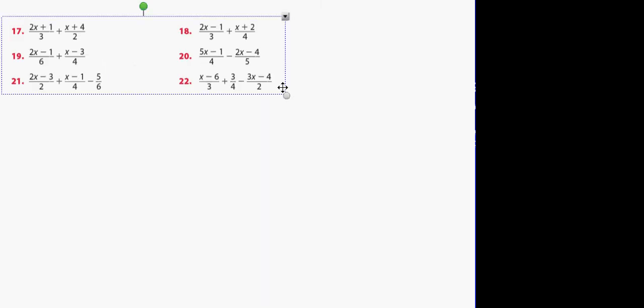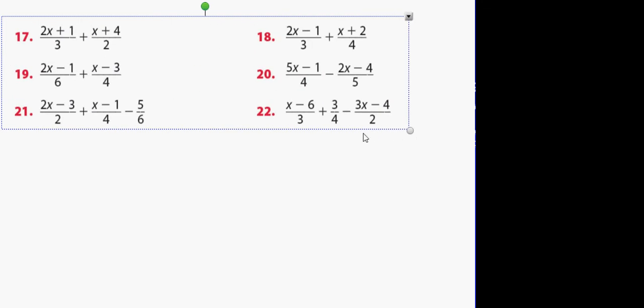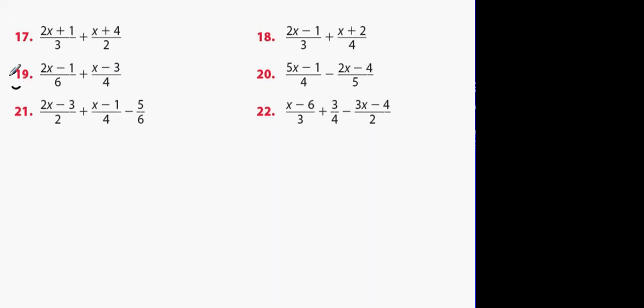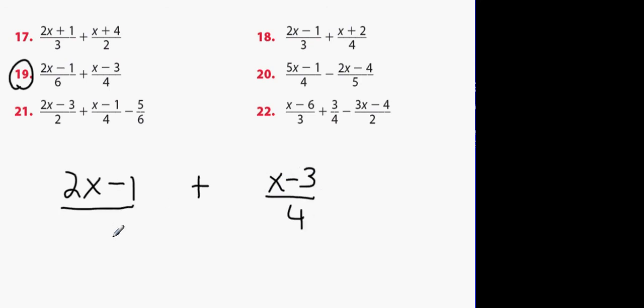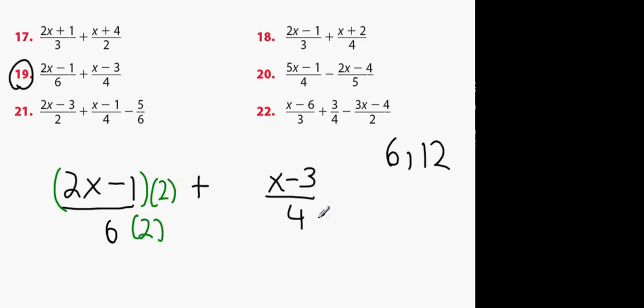So, with the likes of number 19, here's what we're going to do. We look at the biggest number. The biggest number is number 6, right? Yeah? You count up in 6s. 6, 12. Is 4 divisible into any of them? Yeah. It divides into 12. How do we change 6 into 12? By 2, right? Multiply the top and bottom by 2. How'd you change 4 into 12? 3 times. Multiply the top and bottom by 3.